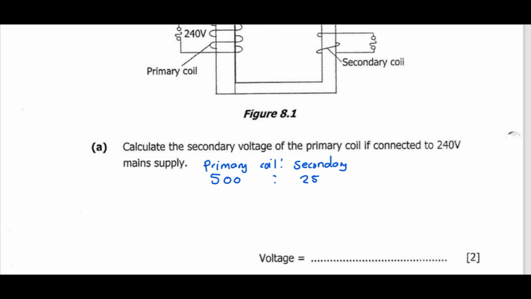By what number was this number divided? For you to find the number, you just have to say 500 divided by 25. So this means that 500 was divided by 20 to give us 25. So if we have 240, the voltage on the secondary will also obey the same. So you just divide by 20. So 240 divided by 20. This means that our output voltage will be 12.